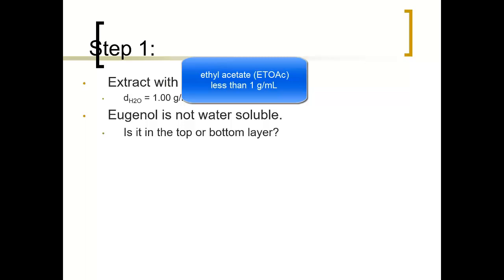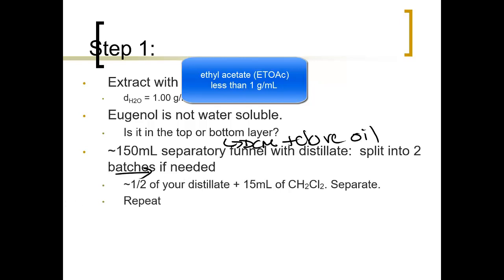Now, eugenol is not water soluble, like I said, so it will mix with the dichloromethane. And because dichloromethane is going to be at the bottom, the clove oil is also going to be in the bottom when we do our extraction. So when you extract, you're going to expect the clove oil to the bottom.